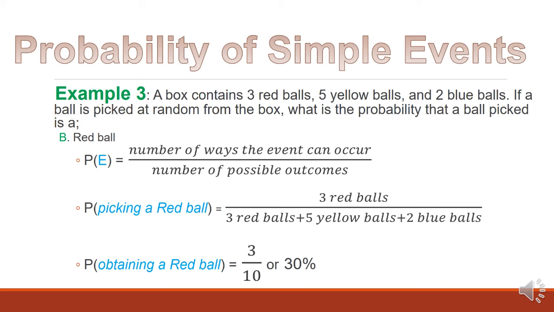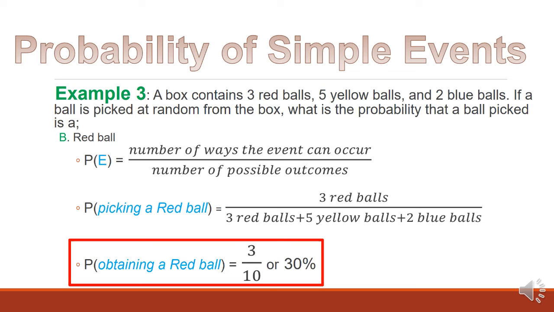Next, the probability of obtaining a red ball, which is equal to, in the numerator we will have 3 over, again, find the sum, 3 plus 5 plus 2, which is equal to 10. So 3 over 10, or equal to 30%. Therefore, you have a 30% probability of picking a red ball in this box.